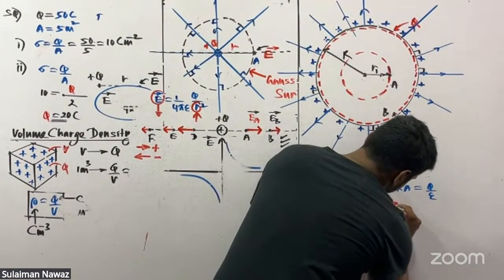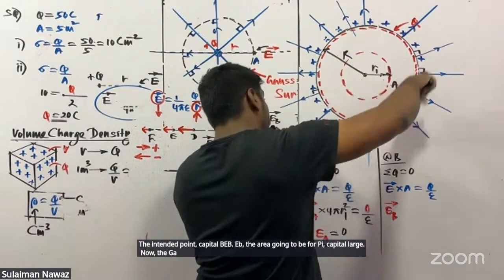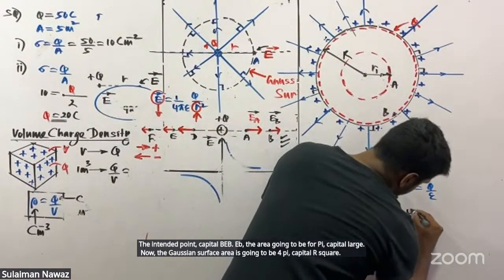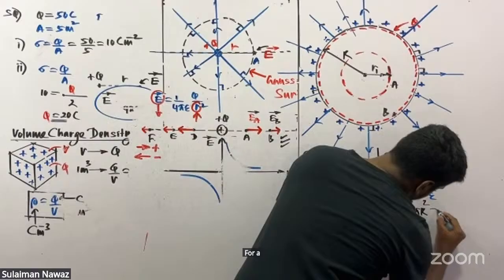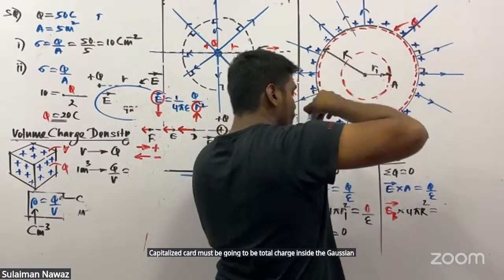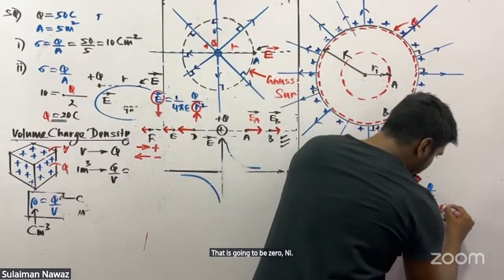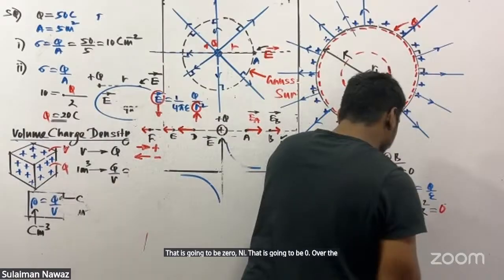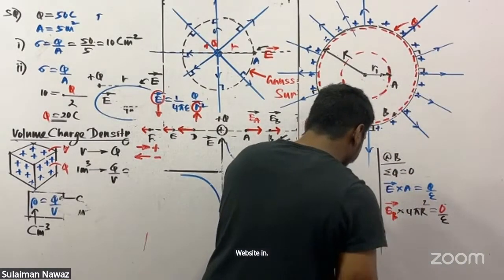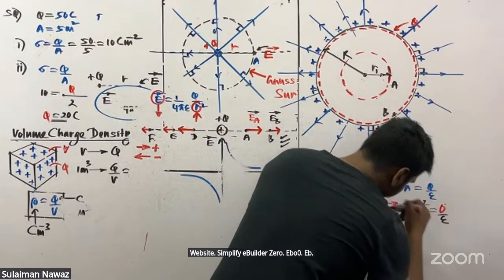E_B times the area, which is 4 pi capital R squared, the Gaussian surface area. 4 pi capital R squared must be equal to the total charge inside the Gaussian surface over epsilon, the permittivity. That is 0 over epsilon. Simplified, E_B is also 0.